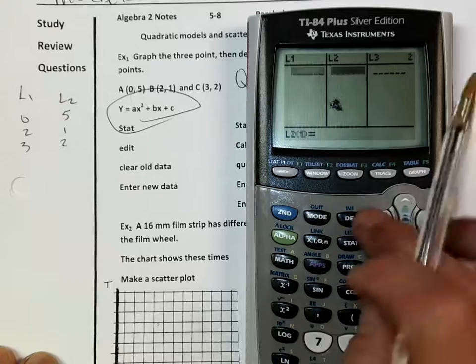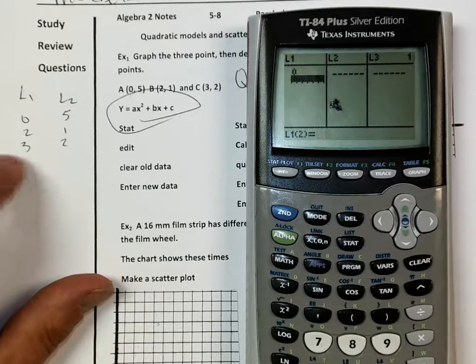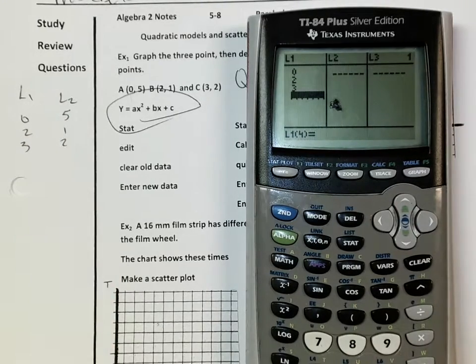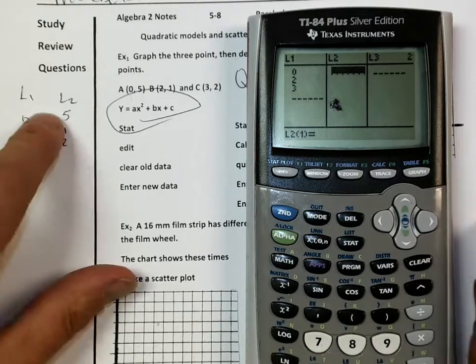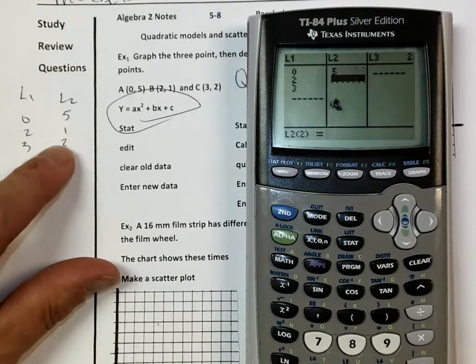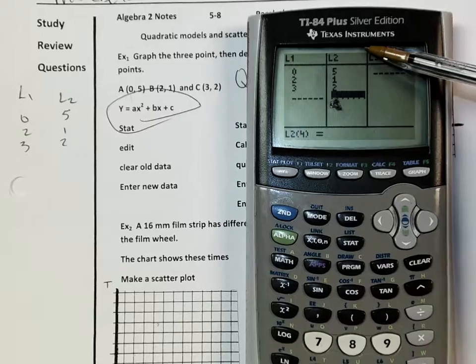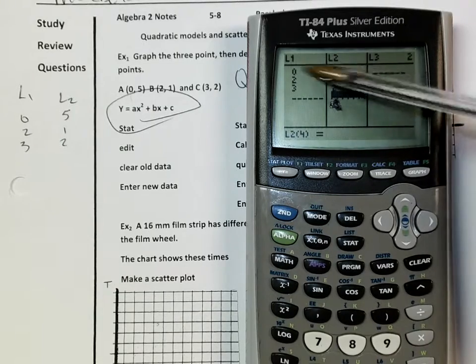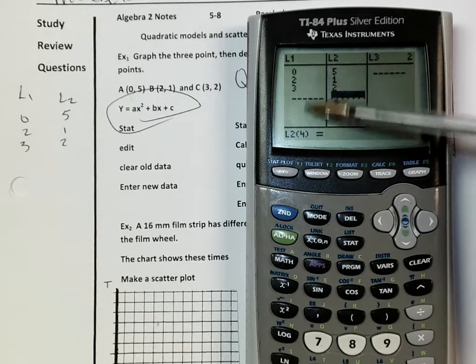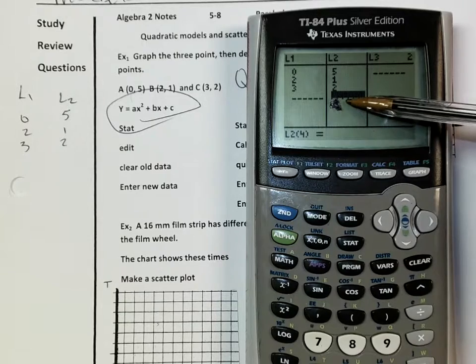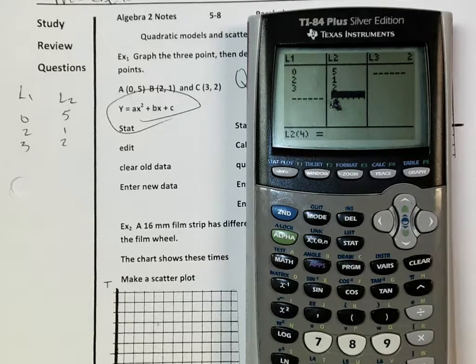On my list 1, I'm going to put my 0, enter, 2, enter, 3, enter, okay? And list 2, we'll put the y values, 5, enter, 1, enter, 2, enter, okay? Anybody having any troubles, let me know, okay? Everybody good there? Now, we put all of our stuff in list 1 and list 2, right? Anybody have any different lists, like list 3, 4, 5, 6, 7? You put them in list 1, list 2, right? Good, because when we tell the calculator what to do, we need to tell it where our numbers are.